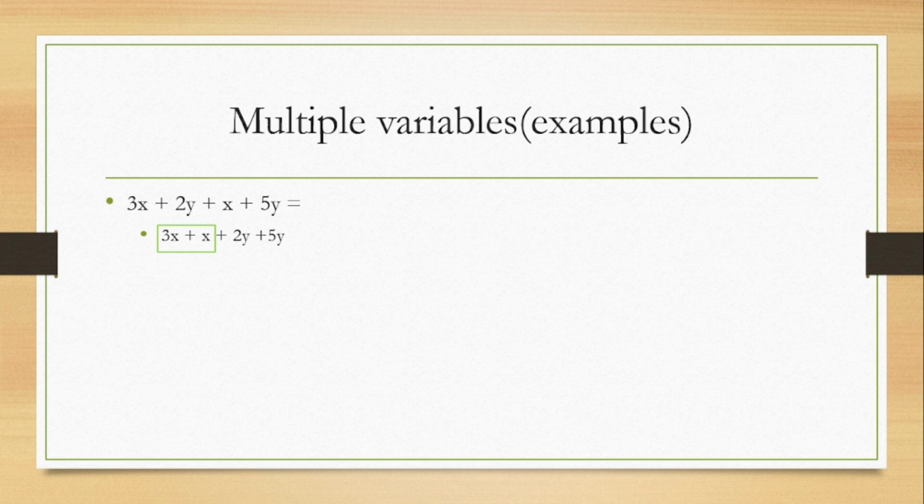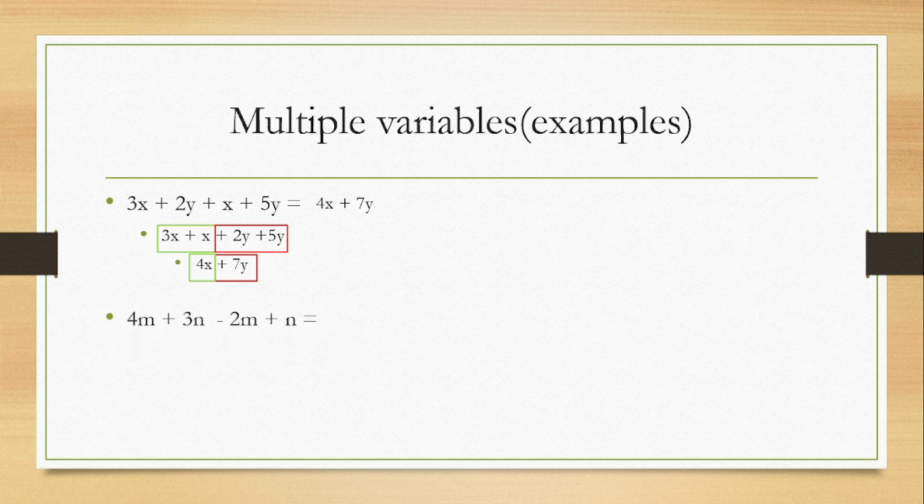So we just put them together. It's gonna be 3x plus x, and for our y's, it's gonna be 2y plus 5y, as you can see here, right? So as we carry on, we're gonna add our like terms. 3x plus x is gonna be how much? 4x. 2y plus 5y is gonna be how much? 7y, right? So our final answer is gonna be 4x plus 7y. So let's carry on.